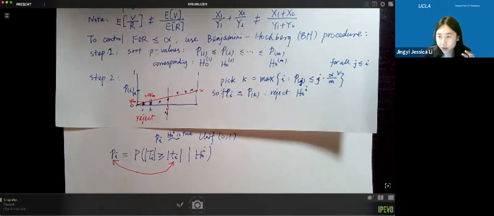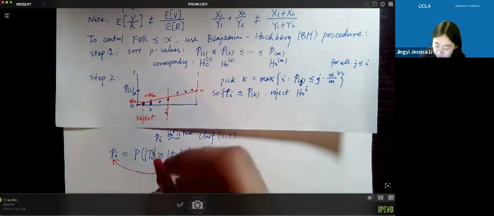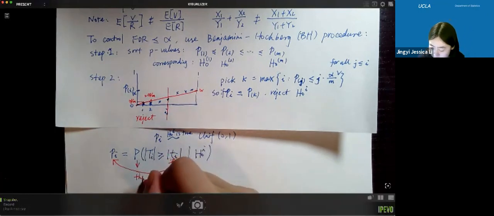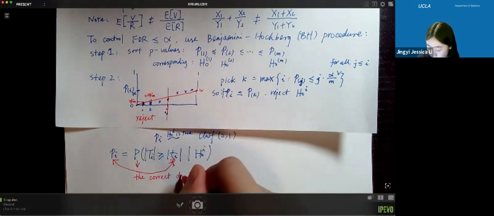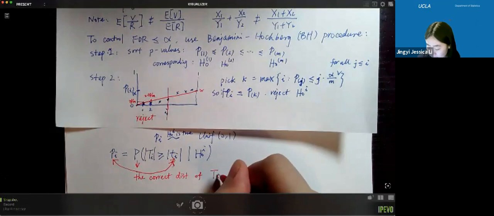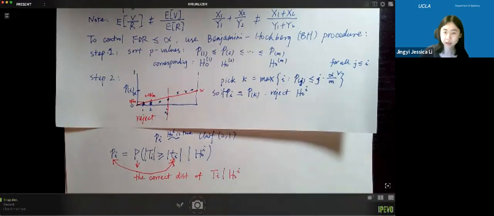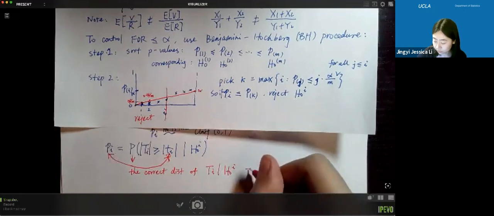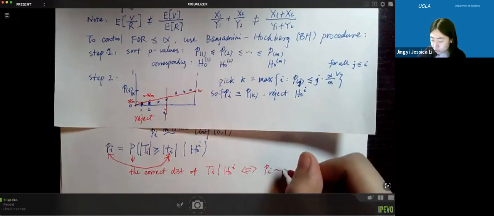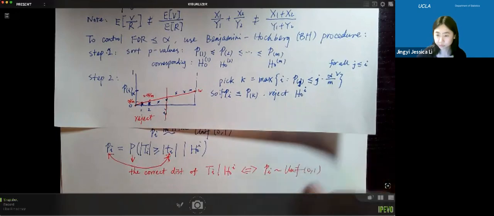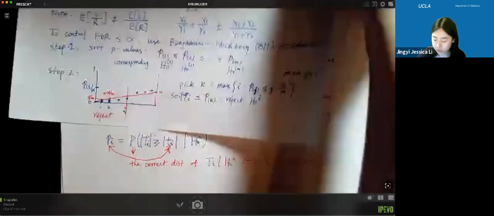So we should be aware that this ti itself is random, right? Let's say we change our data, this observed test statistic value will change. Then correspondingly, this p-value would also change. But if this p is based on the correct distribution of the test statistic ti given the null hypothesis, then a natural result is that pi would be uniform 0 to 1.